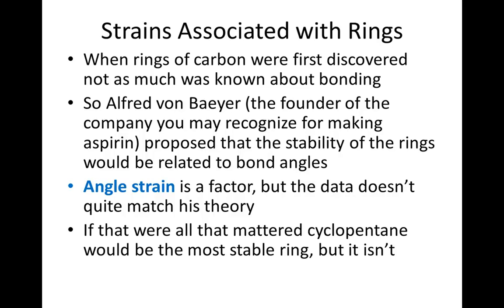But anyway, he said that the stability of the rings would be related to the angles, and so he compared a series of ring sizes to the geometric shapes. The strain associated with the bond angles was what he was thinking would be the determining factor. And it is true that it is a factor, but the data suggests that that's not all there is. Because if angle strain was the only thing that mattered, then cyclopentane would be the most stable ring, and it is not. Now remember what angle strain is.